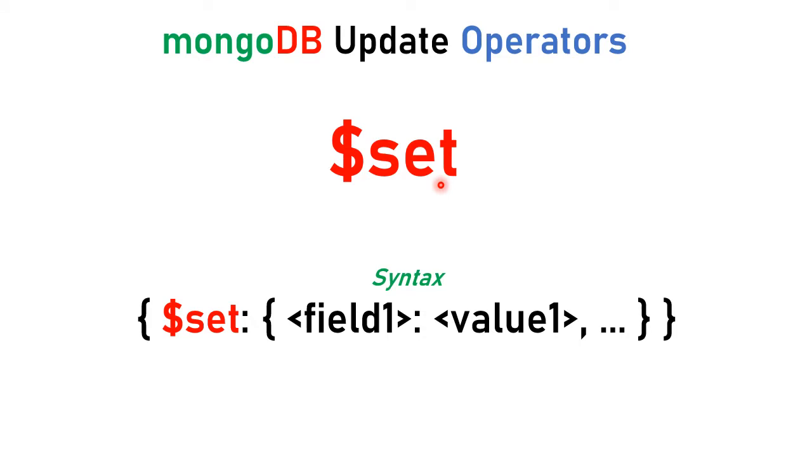The set command uses this syntax. In the curly brackets, you give the field you want to modify and the value that you want to change, replace or modify it with. Similarly, you can add a comma and have n number of fields that you can change.